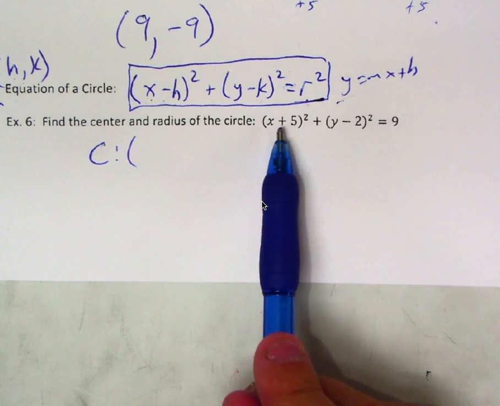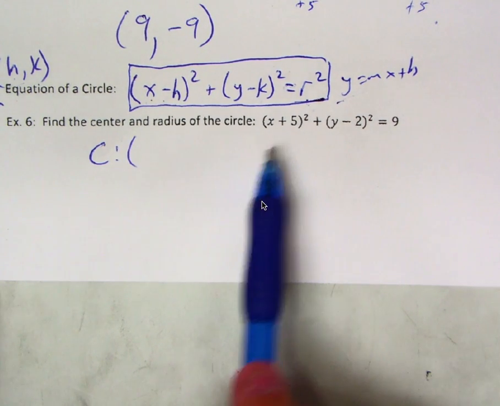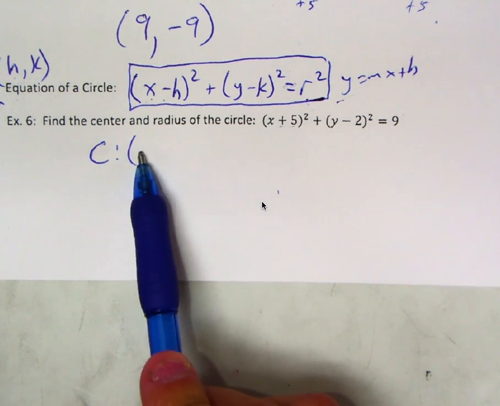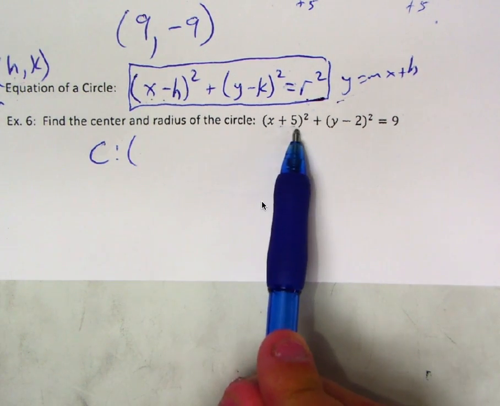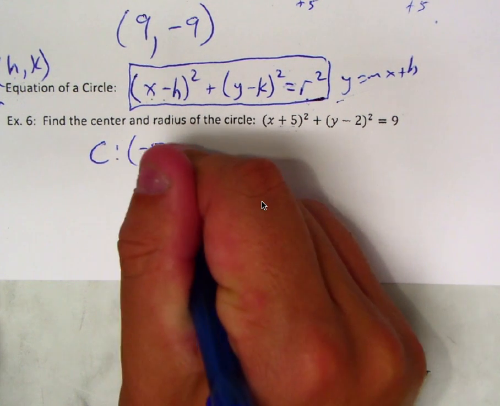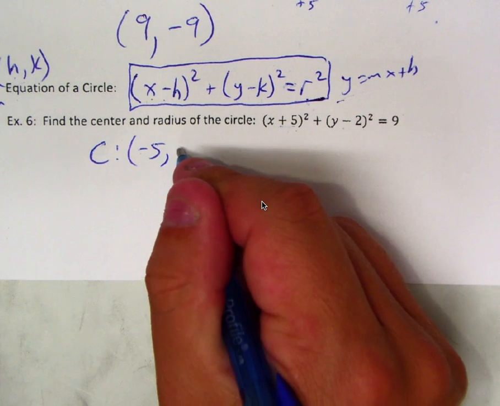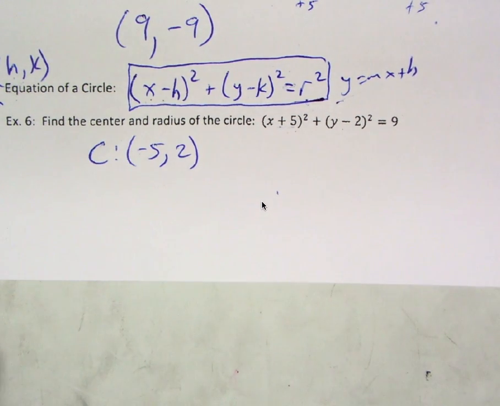Well, it says x plus 5 squared. And remember, whatever this value is, the x coordinate is going to flip when you name the center. So if it's positive 5, it's going to be negative 5, comma. If it's y minus 2, then the y coordinate is positive 2. So the center of the circle is negative 5, 2.